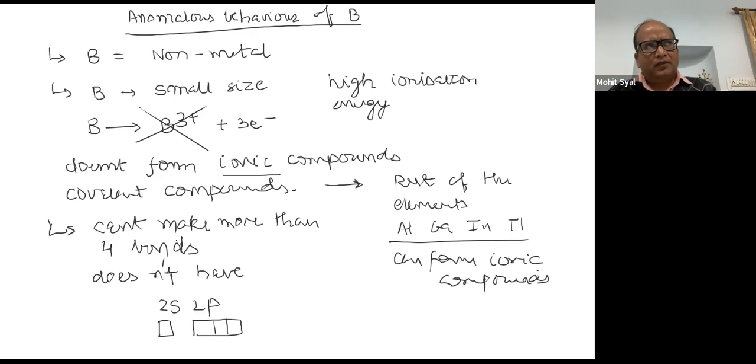Now, I think this group is almost complete. We will look at some of the diagonal relationship and then we will move on to group 14, which is the carbon family.